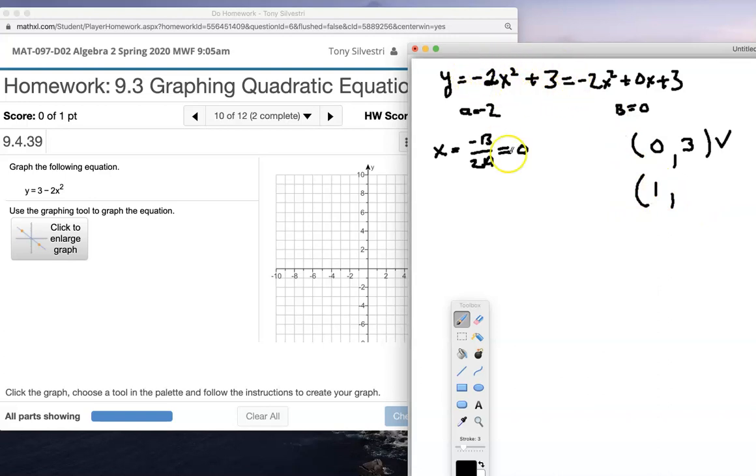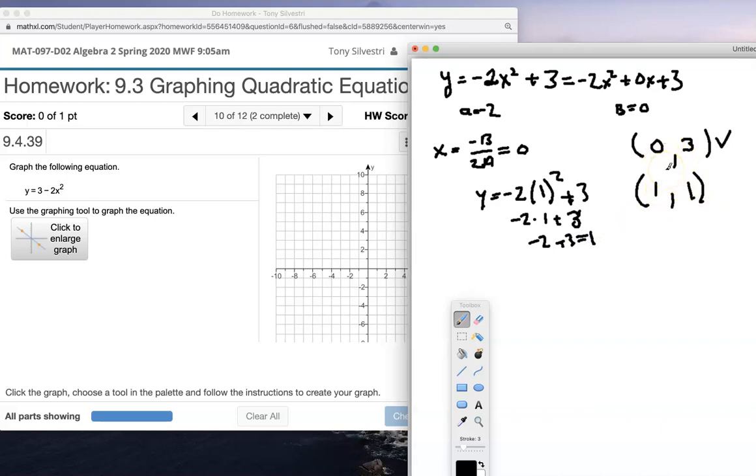So this is the original equation. I'm going to say y equals -2 times 1 squared, plus 3. Just do your order of operations. You have to do your powers first. That squared is not touching the -2. That's 1 squared, so it's -2 times 1 plus 3. -2 plus 3 equals 1. So y is also 1. Okay, so those are your 2 points.